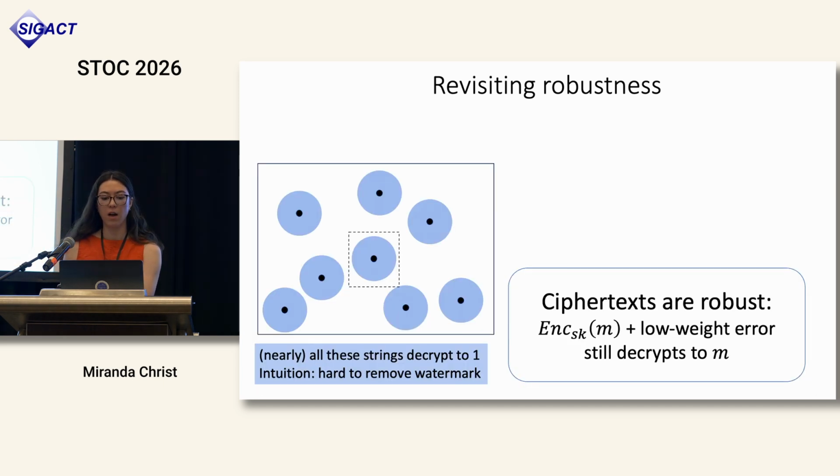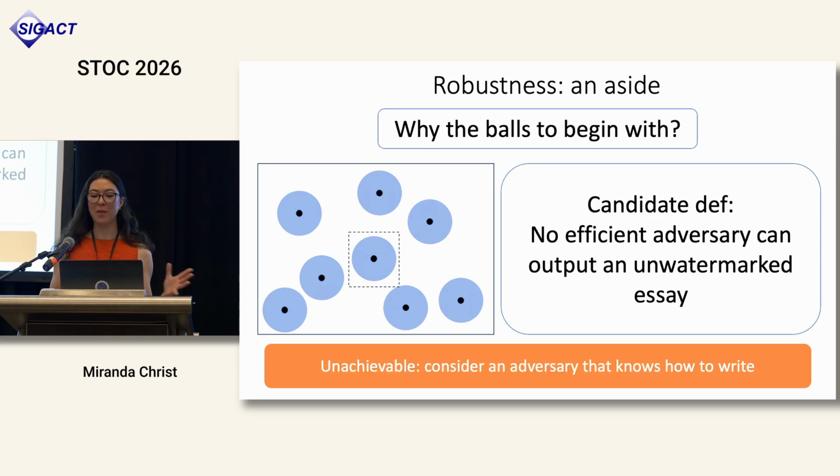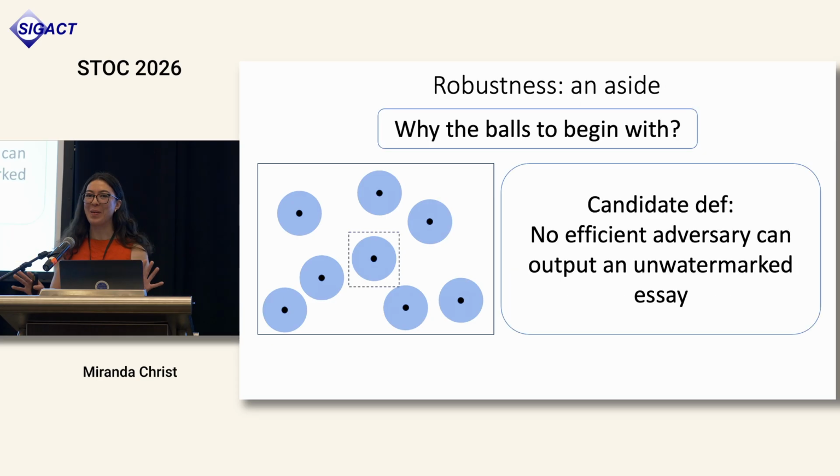Okay. And revisiting the picture I showed you of a pseudorandom code, this also is sweeping some stuff under the rug. I said that nearly all strings in these Hamming balls should still decrypt to 1. Maybe as an aside, why do we have the balls to begin with?